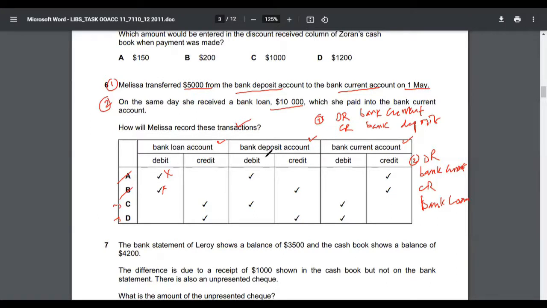So bank deposit account debit. Do we have any bank account? No. In transaction 1, Melissa transferred from bank deposit account to bank current account. So this immediately makes the option wrong. Therefore, the correct answer to multiple choice 6 is option D, where you can see bank deposit account is credit, which meets this, and then bank current account is debit, which is this.